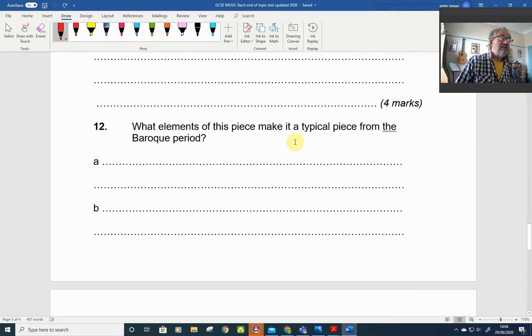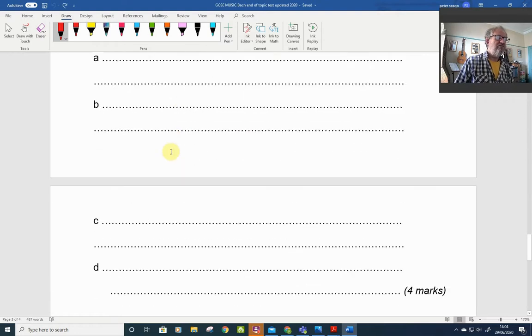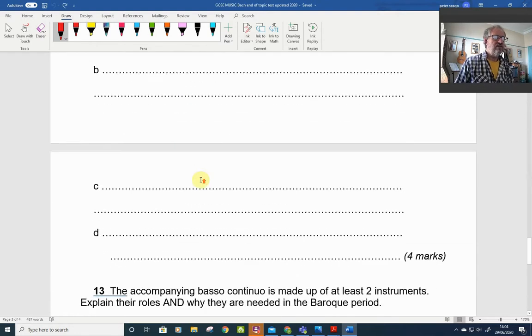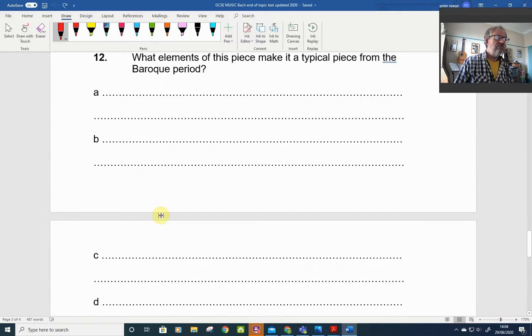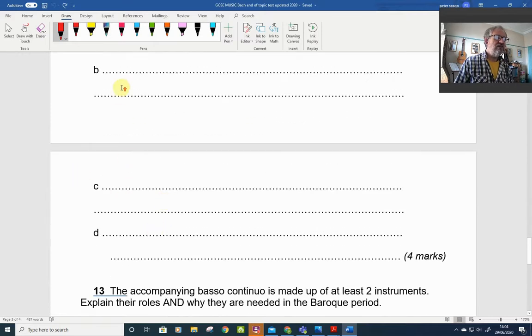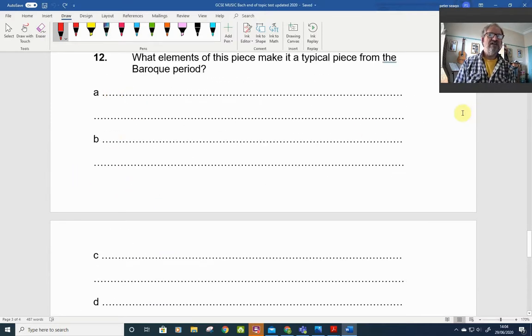Which elements of this piece make it a typical piece from the Baroque period? And there are 4 spreading over the page. I try not to do that, but I couldn't help it. So again, you can see for each element there are 2 lines. So I expect you to write enough to fill those 2 lines.